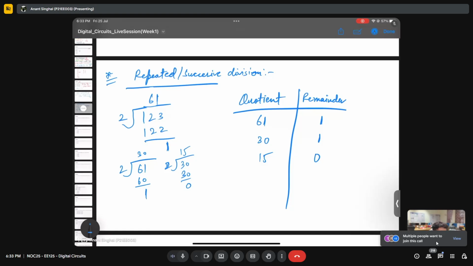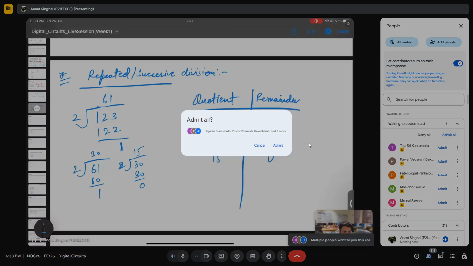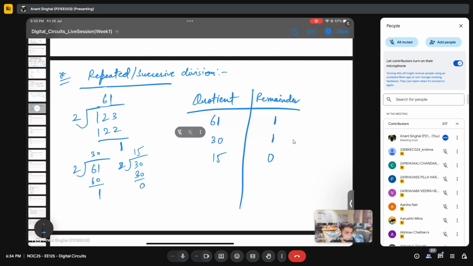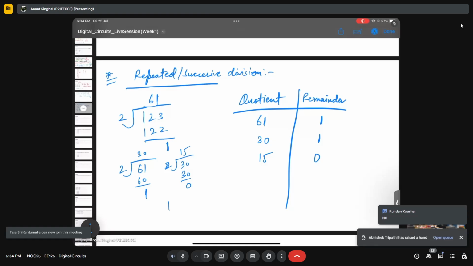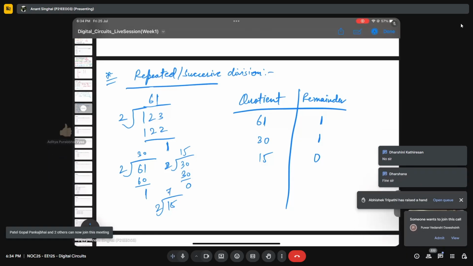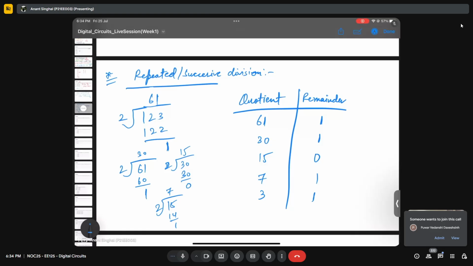Is there any confusion in this, like the way I'm doing the division? I hope there is not. So let me do the division continuously. If I do it for 7, the remainder will be 1. Similarly, I can write now quickly because you are able to understand. So the remainder will be 1. Then it will be 1, and this is the final remainder basically.